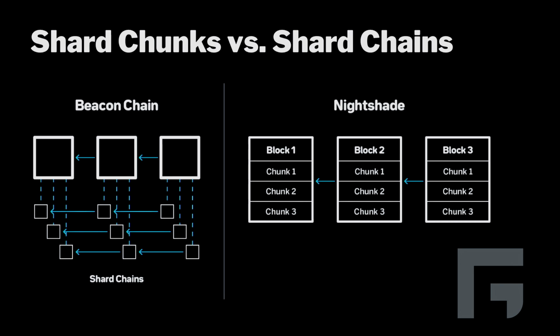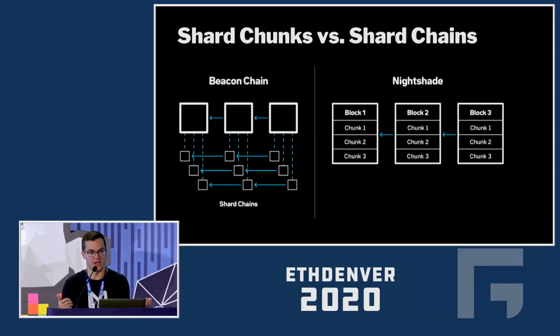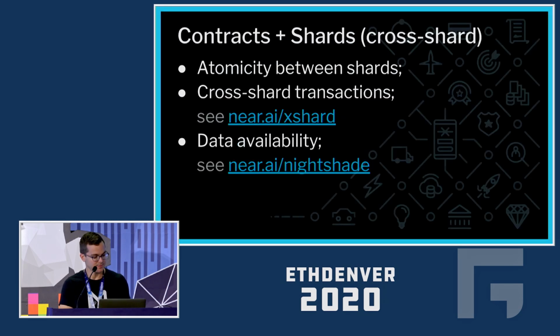And so basically what happens is that each shard is going to produce a chunk, and then a chunk from each shard is going to be contained in a block. So we actually do still just have one blockchain. You don't have to track a different blockchain for a different shard. So yeah, just a little summary here. So those are going to be atomicity between shards.